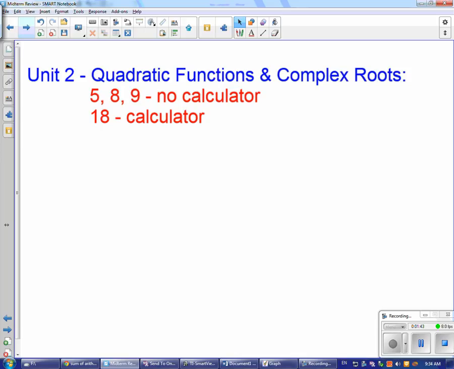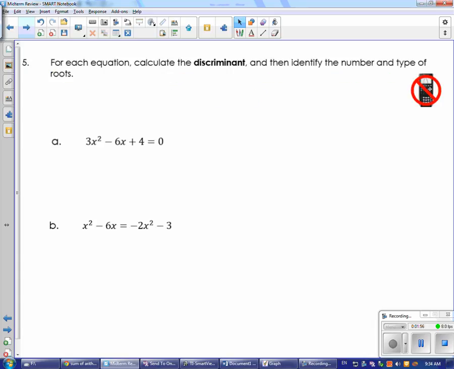Notice problems number 5, 8, and 9, as well as 18, all correspond to what we did first marking period. 5, 8, and 9, you are not allowed to use a calculator, but in number 18 you can. So I'm going to do the first 3 without a calculator and remind you of some properties and formulas that you need to know for your exam.